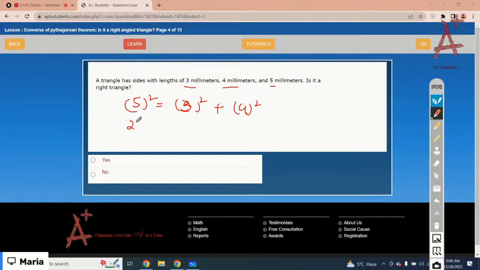5 square is 25, 3 square is 9, and 4 square is 16. 16 plus 9 is 25. Both sides are equal. The answer is yes. This is a right angle triangle. Got it?